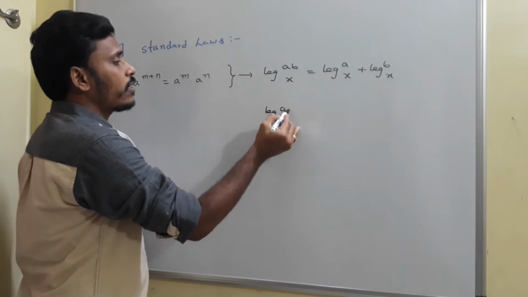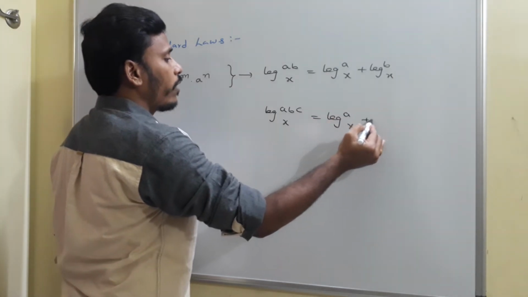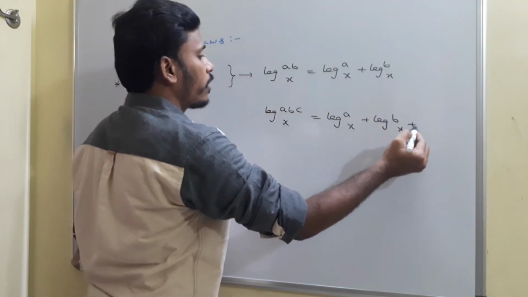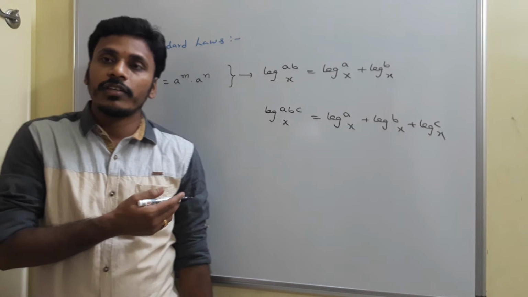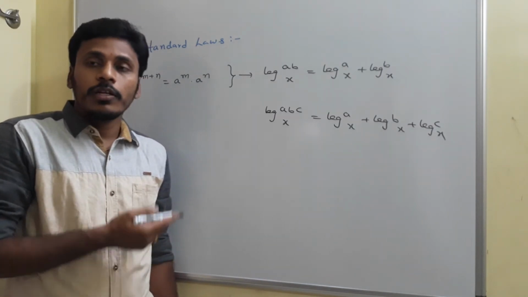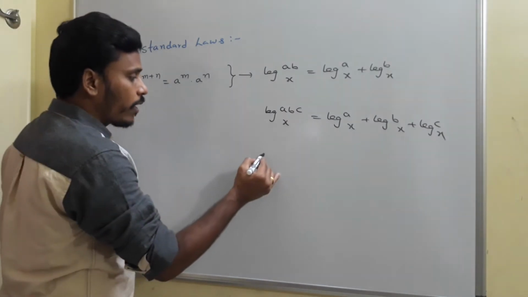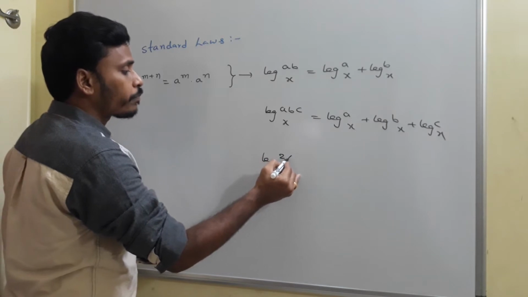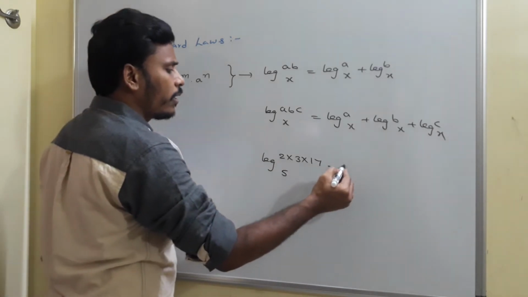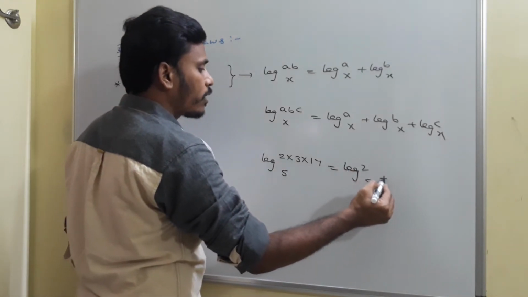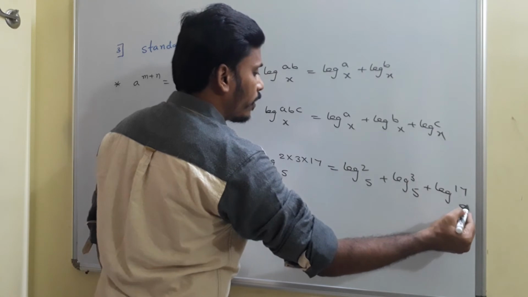And there is a chance to extend this law. Logarithm of abc to the base x is equal to the logarithm of a base x plus logarithm of b base x plus logarithm of c base x, for 3 terms. We can apply this law for any number of terms. So the logarithm of a product of certain terms is equal to the sum of the logarithms. For example, logarithm of 2 into 3 into 17 base 5, I will rewrite it as logarithm of 2 base 5 plus logarithm of 3 base 5 plus logarithm of 17 base 5.